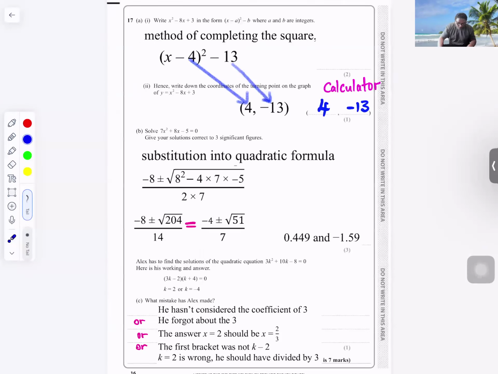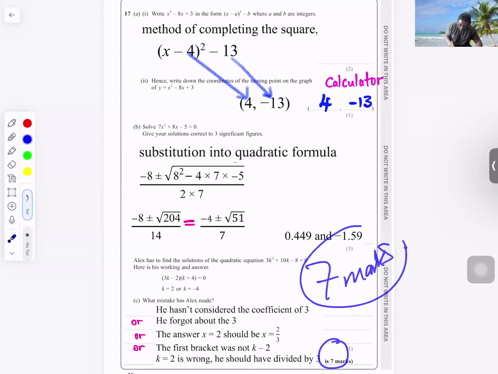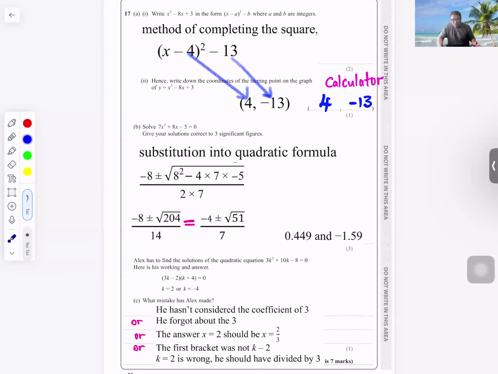So question 17, you can do it all with a calculator and get all the marks. All together is 7 marks, all using your calculator. It's very important to know how to use your calculator. And it will save you time in exams. If you use a calculator, you go faster.